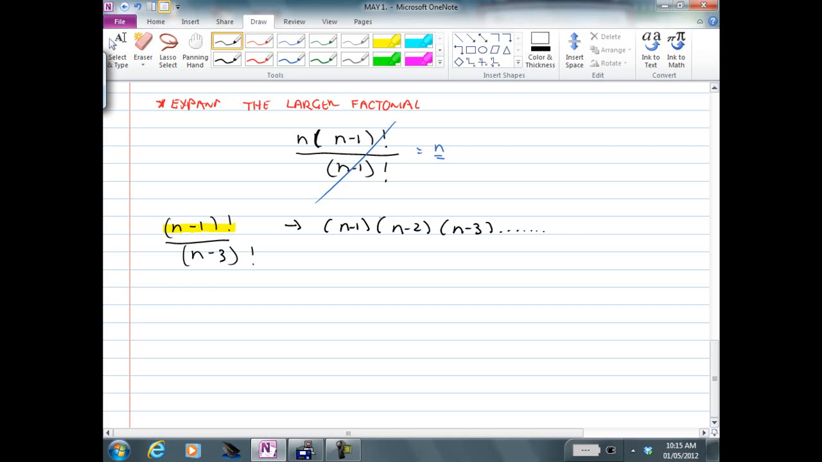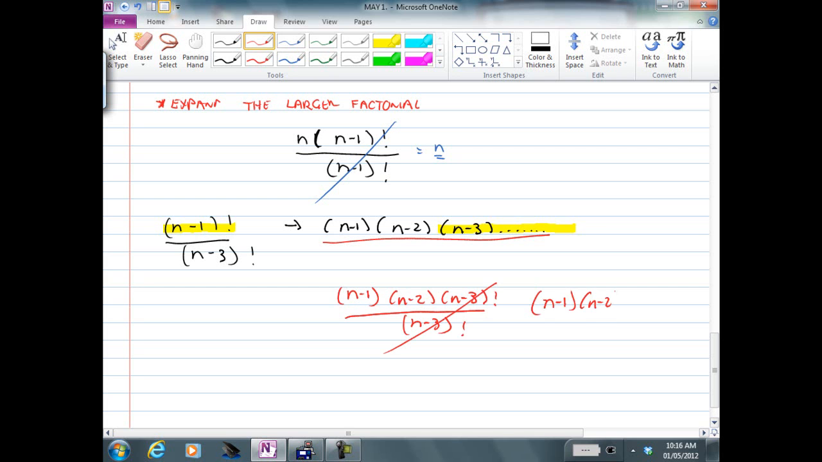But if I look at this and say, hey, look, all this stuff really is n minus 3 factorial. So I can rewrite this as n minus 1 times n minus 2 times n minus 3 factorial over n minus 3 factorial. You're left with n minus 1 times n minus 2. You will multiply it out later on, but for now you can just leave it like that.